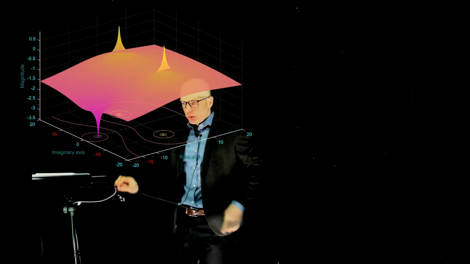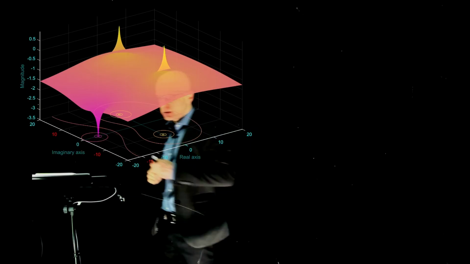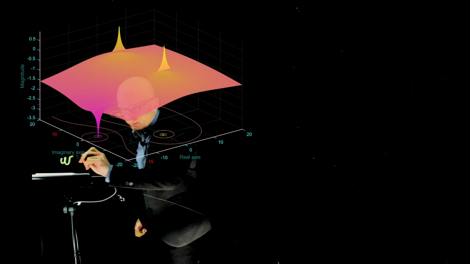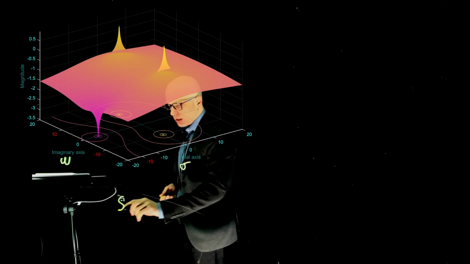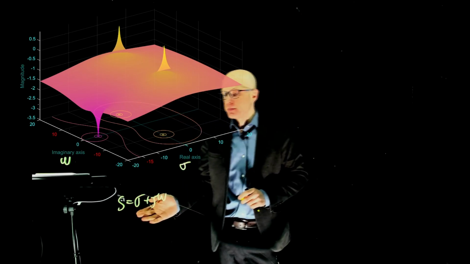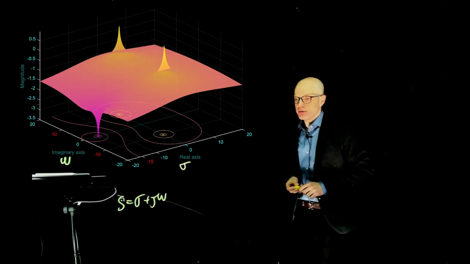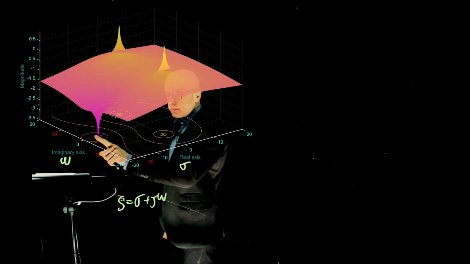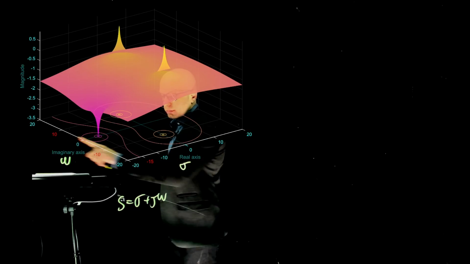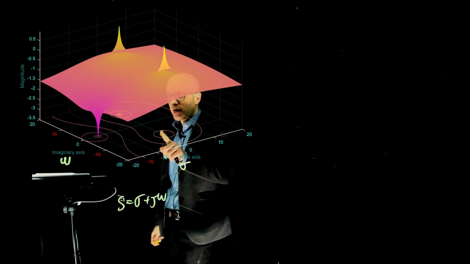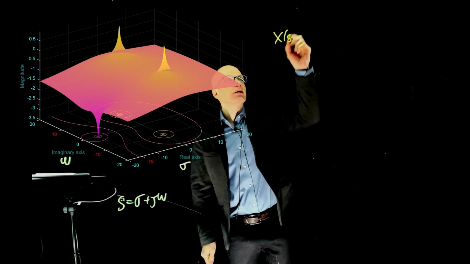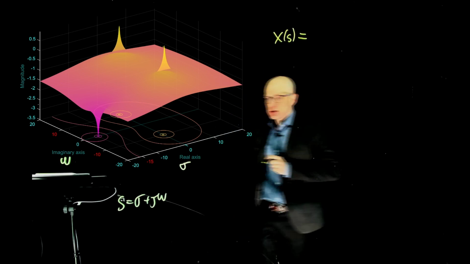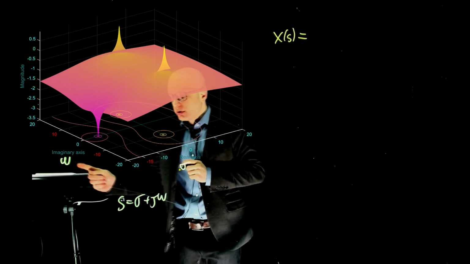What do we do with it? Well, we have here an imaginary axis. These are the values of omega, and here we have a real axis. These are the values of sigma. S equals sigma plus j omega. Now we want to create a function of S that will display precisely the same behavior. When S goes to this point in the S-plane, the function goes to 0. When S goes to this point or that point, it goes to infinity. So let's create that function. Let's call it x of S.